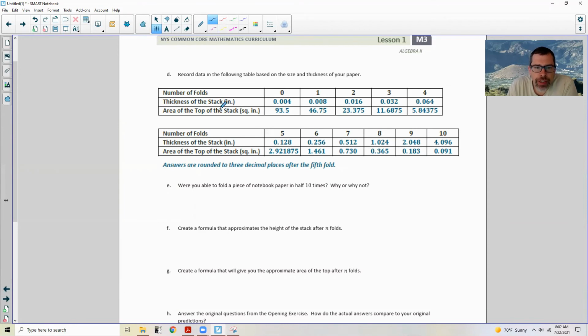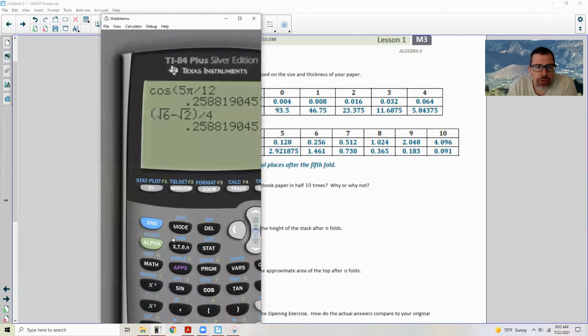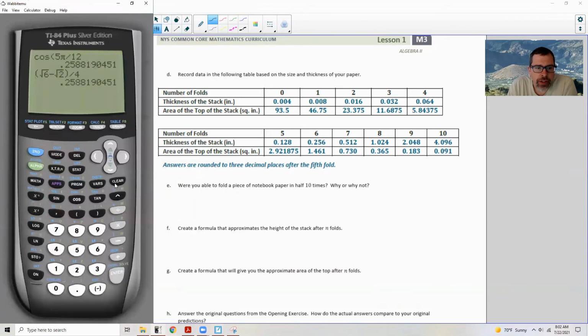So it says area of the top of the stack, well, 8.5. So where did they get these? Let's just take a look with a calculator. A sheet of paper is 8.5 by 11, so the area is 93.5 square inches. Fold the paper in half and it became 8.5 times half of 11, 5.5, enter. And that's where that 46.75 came in.